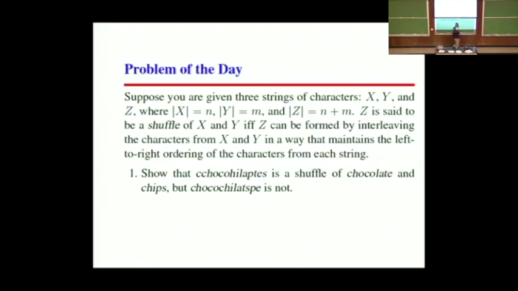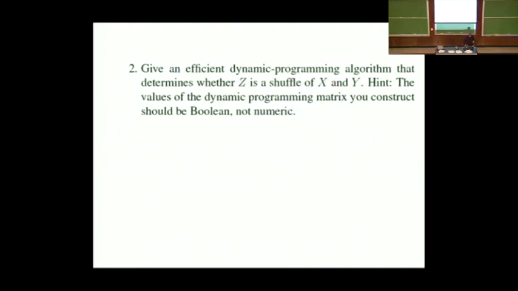That said, what is the second part of the problem? The second part says, give an efficient dynamic programming algorithm to tell whether Z is a shuffle of X and Y. And it says, hint, the value of the dynamic programming matrix should be Boolean, not numeric. Boolean means true or false, right? How can we do this? Does everybody see what we want to do?